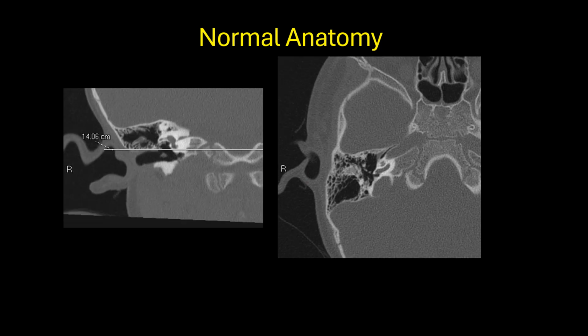And this horizontal image is slightly lower than the previous one, and we can again visualize the long process of the incus, the malleus, and also the basal turn of the cochlea, and air within the mastoid air cells and air within the middle ear cavity.